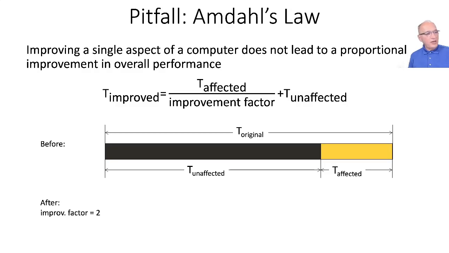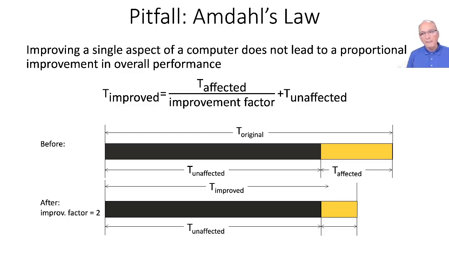So if I wanted to have an improvement factor of 2 afterwards, so it means that I got my affected time to be half as much as it was before, then my new time will be the time that never got affected by my change plus that improved time for the affected portion. So this is the affected portion of the time, and then I have all this time that was never affected by my change that will limit how much I can improve the system.